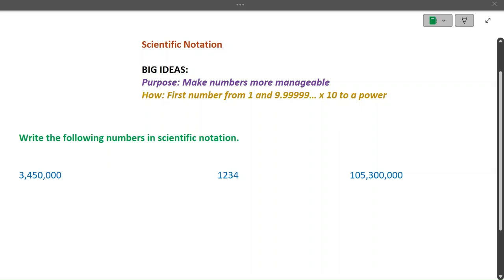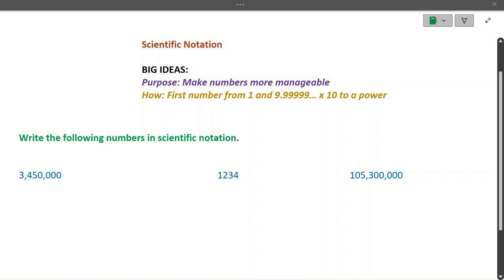Here are the big ideas. Our purpose with scientific notation is to make numbers more manageable. That means we're taking really big numbers or really small numbers and writing them in a very structured way, so that we don't have a lot of zeros either at the end of a number or between the decimal and the start of the non-zero numbers.